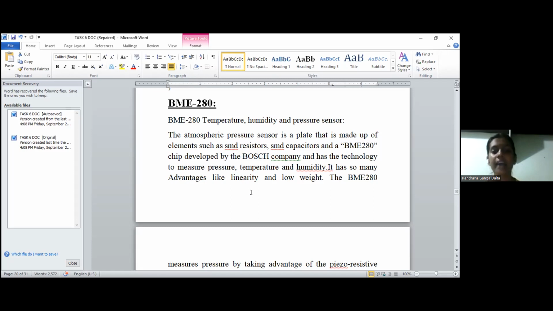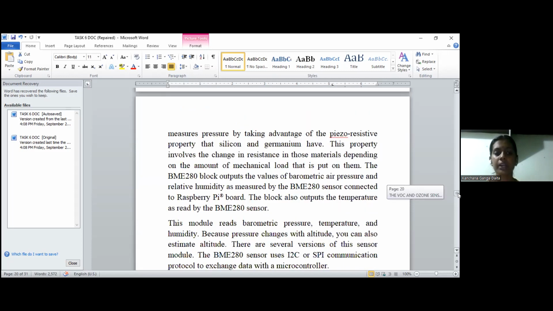As I have already said, it has many advantages like linearity and low weight. It measures pressure by taking advantage of piezoelectric properties. As I have already said, it also has a coil in it. Whenever it needs to measure the gas, it inserts the coil. After insertion of the coil into the device, we can know how much current is flowing into it. After the current flow, the resistance obviously changes. So those resistance values, along with the mechanical load, are provided to the Raspberry Pi board, similarly to the Arduino, for the computation.